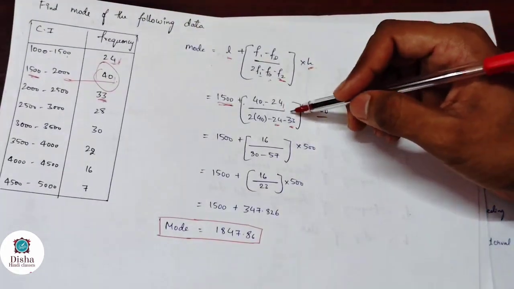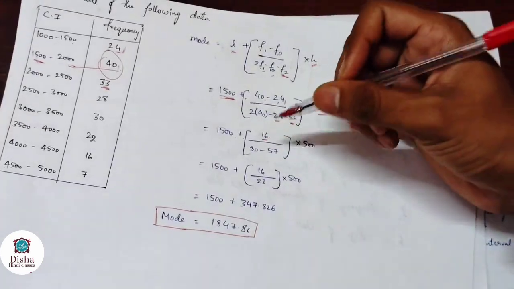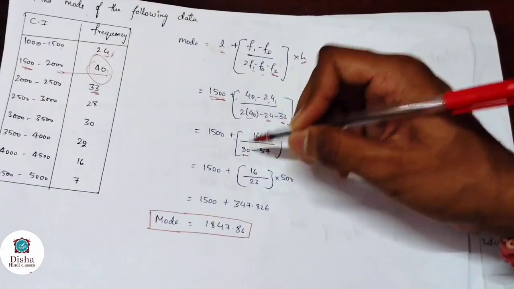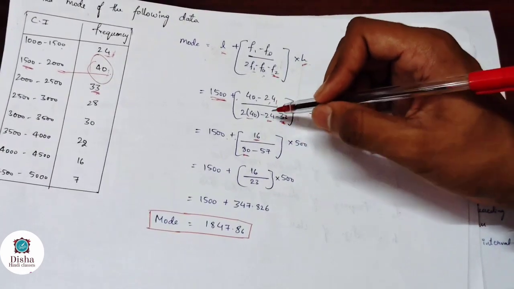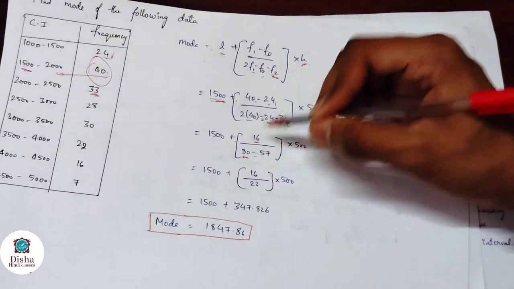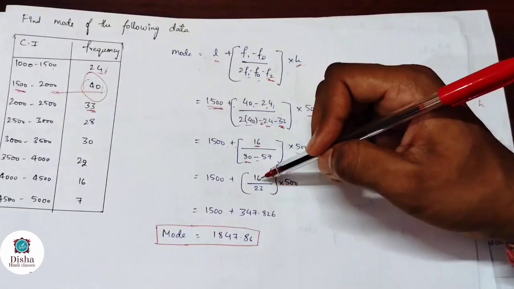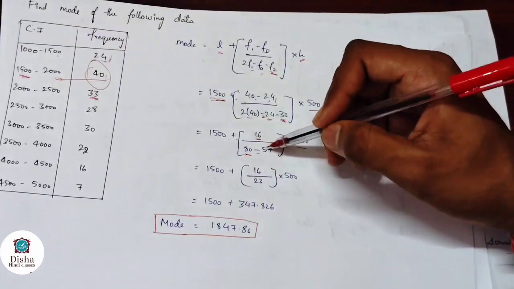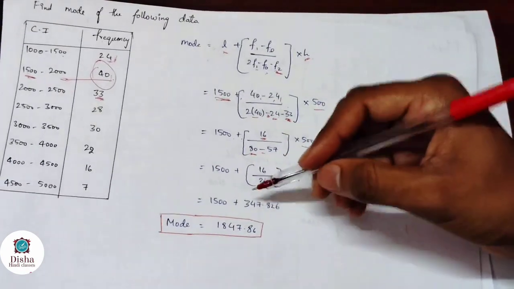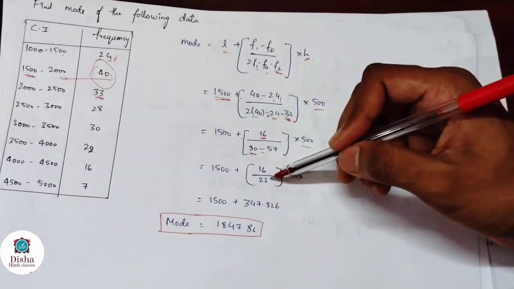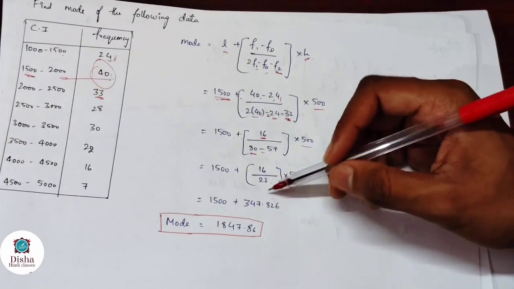If we substitute everything, we get 1500 plus 40 minus 24, which gives us 16. And 2 into 40 gives us 80, minus 24 minus 33. If we add both, we get 57, and as we have a minus sign, we keep it as minus, into 500 as it is. So next we have 1500 plus 16. 80 minus 57 gives us 23, into 500. So equals 1500 plus 16 by 23 into 500, which gives us 347.826.